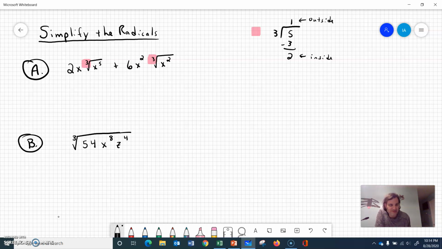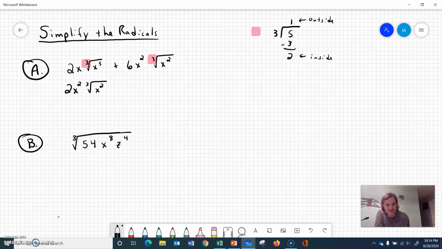So with this one, the 2 comes down. There's already an x on the outside, and we're going to put another one. So there'll be an x squared on the outside. And then it'll be the cube root of whatever's left, which is x squared.